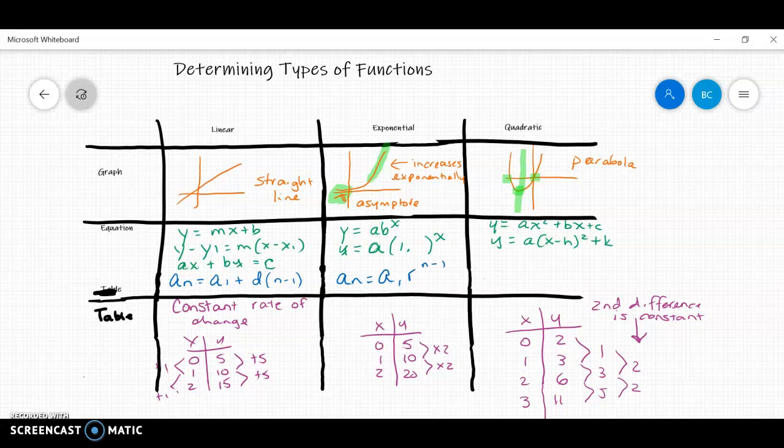On exponential equations, we have y equals a times b to the x power.